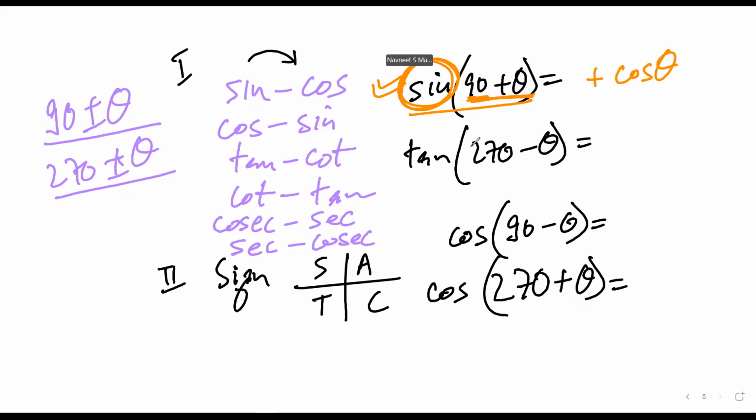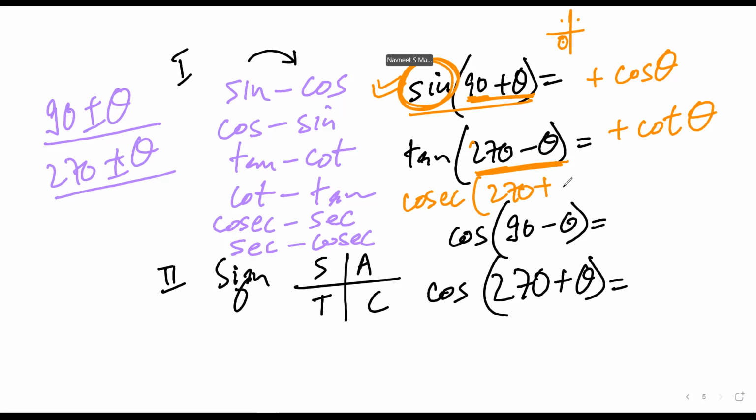Tan 270 minus theta. Because there is a 270 here, tan will change into cot. 270 minus theta is in the third quadrant. In the third quadrant, tan is positive. So this would be positive.